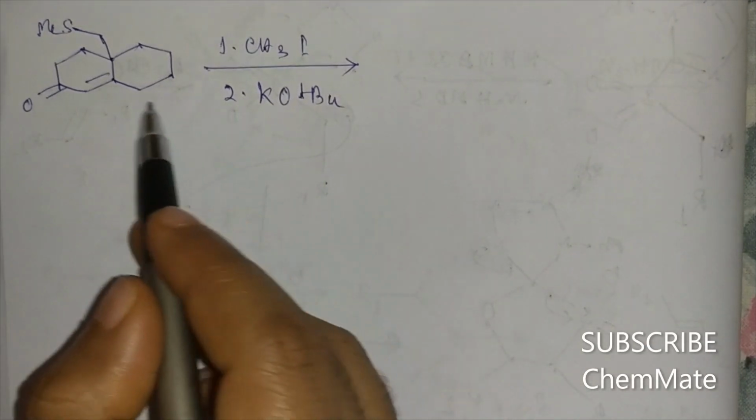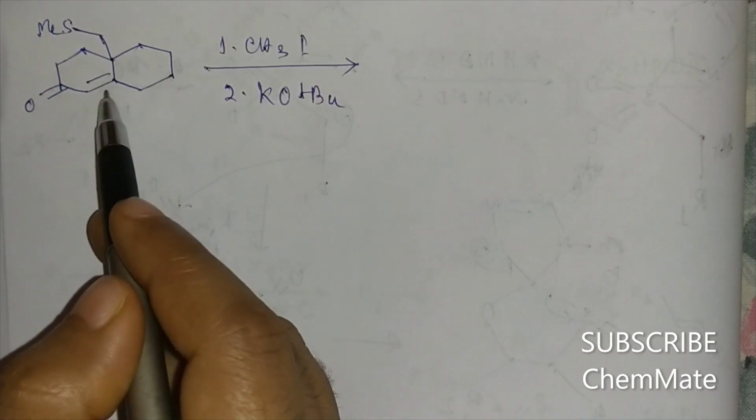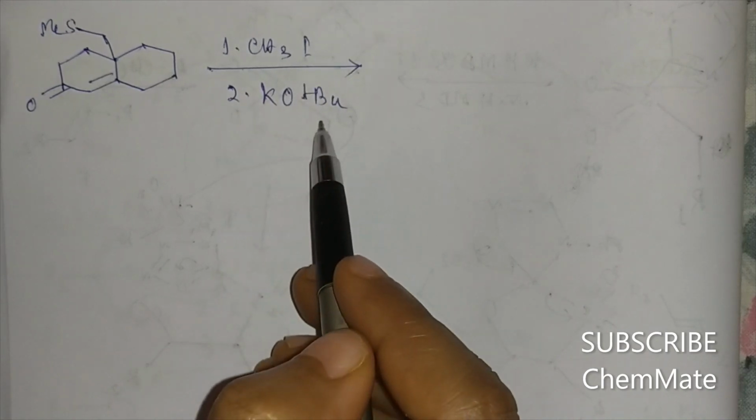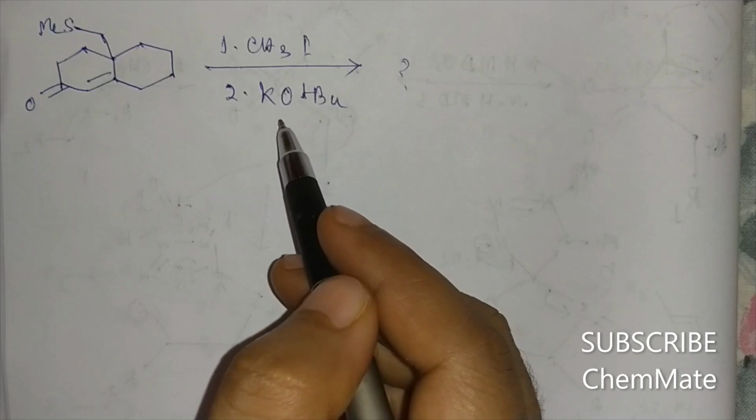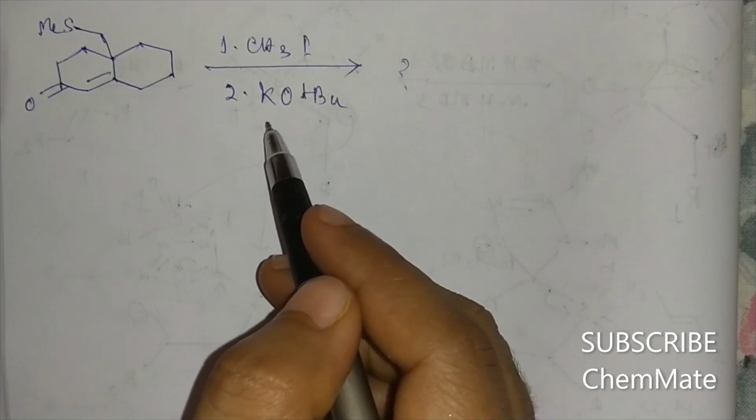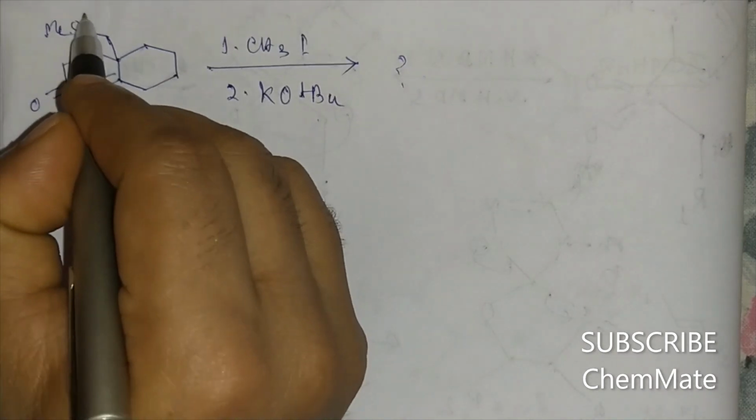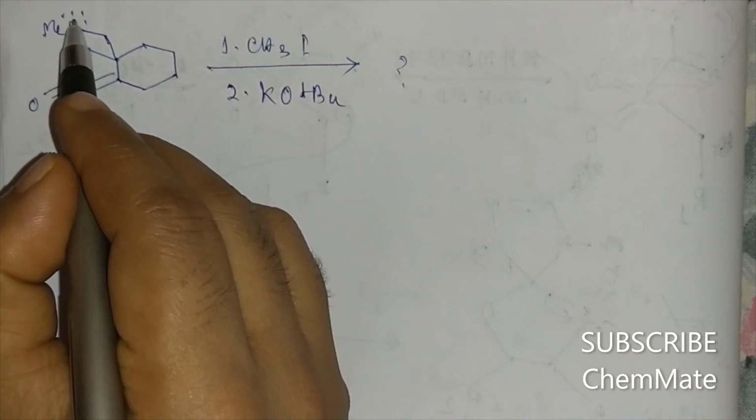Here is a very interesting question. This is an alpha beta unsaturated ketone which is treated with CH3I then potassium tertiary butoxide. What will be the product? This question came in the CSIR-UGC-NET exam. So guys, as we can see that this is the nucleophile here.